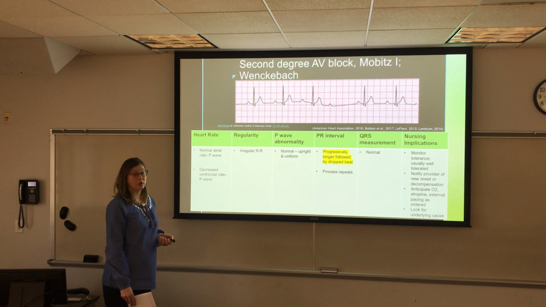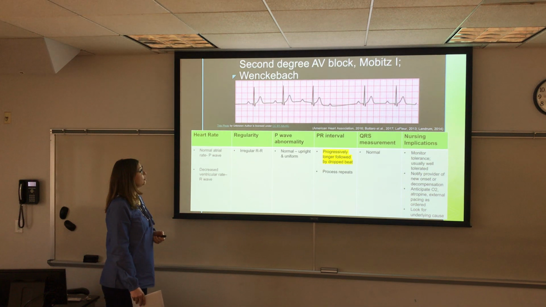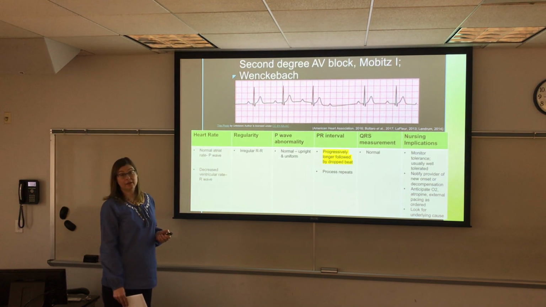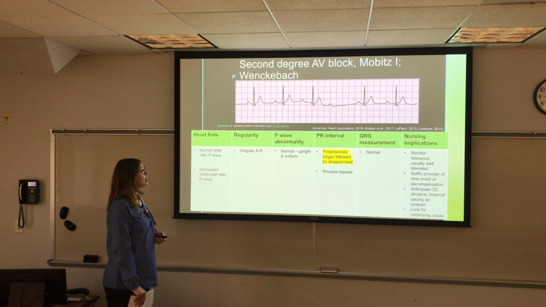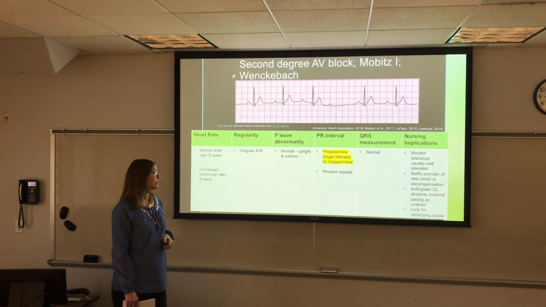The P waves are going to be uniform and upright, and the PR interval will be progressively longer, followed by a dropped beat, and this is the distinguishing characteristic of this rhythm. And the process repeats itself. The QRS measurement is normal, and this is usually well tolerated by patients.